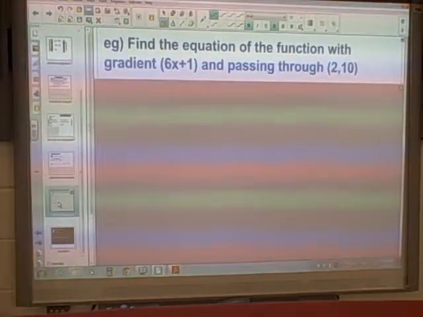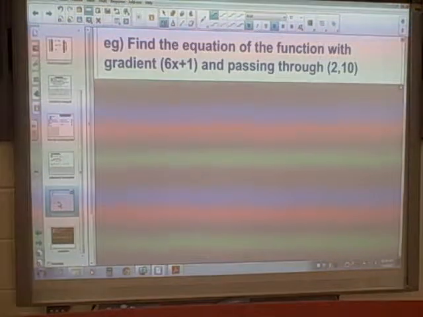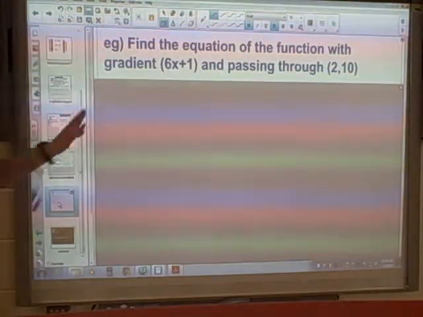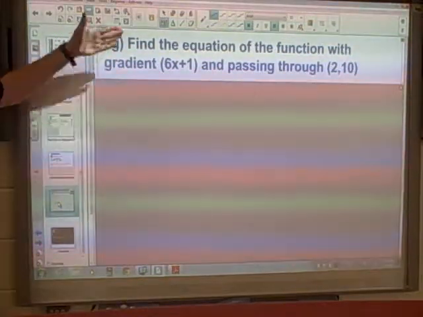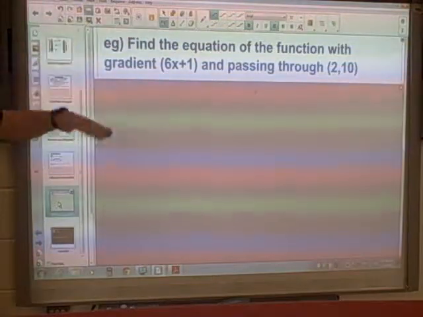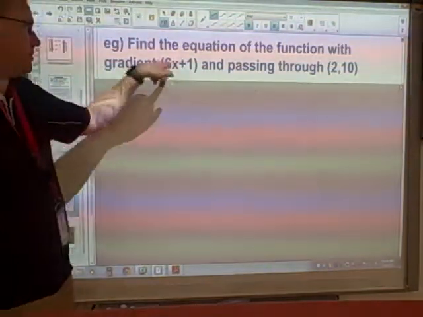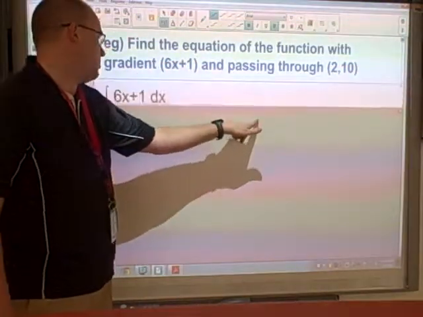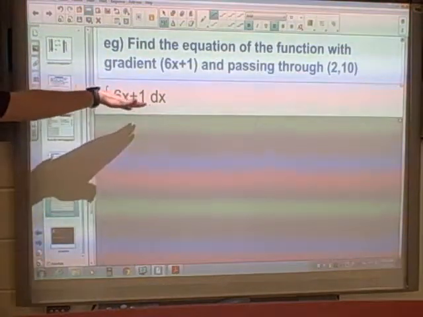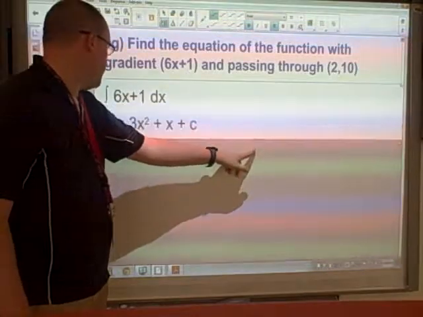Last skill we're going to look at for today's lesson is finding the equation of a function given its gradient and a point that it passes through. So gradient is like dy by dx. If we want to find the equation of a function, we're looking for y. So to get from dy by dx to y, we're going backwards. So we're actually doing an integration question with 6x plus 1. So work out the integral of 6x plus 1. Don't forget to put the dx on the end to show that it's an integral.